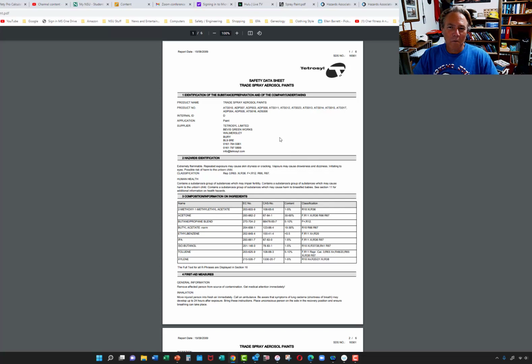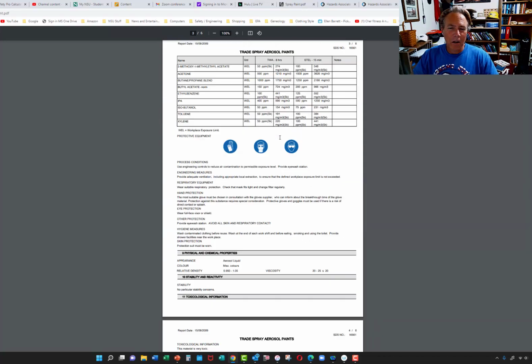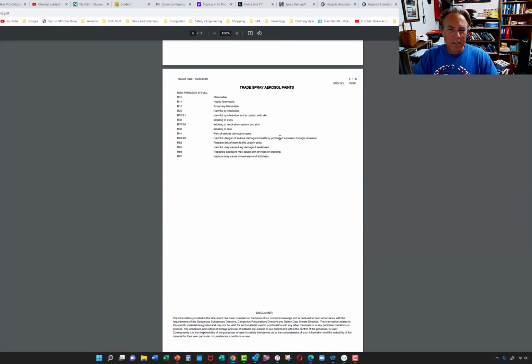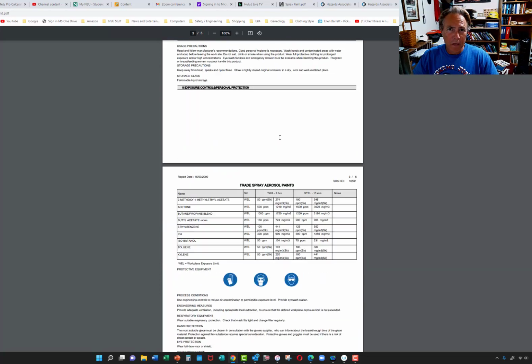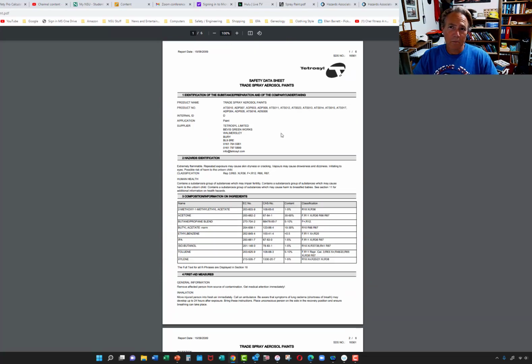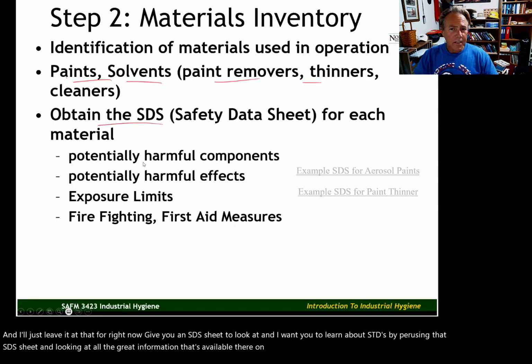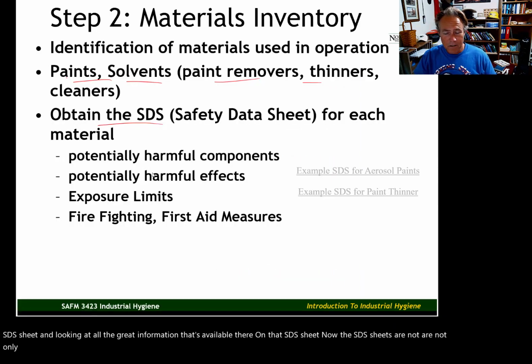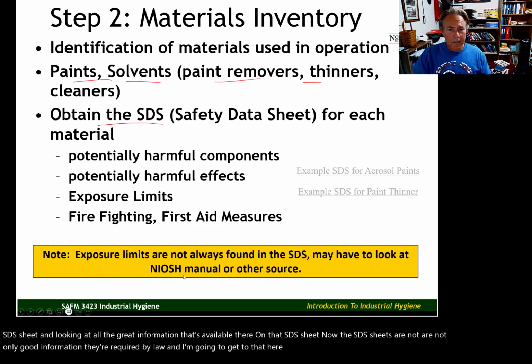But here's an example of what we're talking about with the safety data sheet. All sorts of information. And I'm not going to go through all the different types of information here because I'm going to have you do that in one of your assignments. I'm going to give you an SDS sheet to look at, and I'll just leave it at that for right now. Now, the SDS sheets are not only good information, they're required by law, and I'm going to get to that here in just a second.